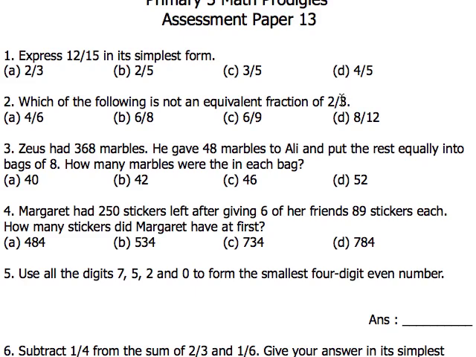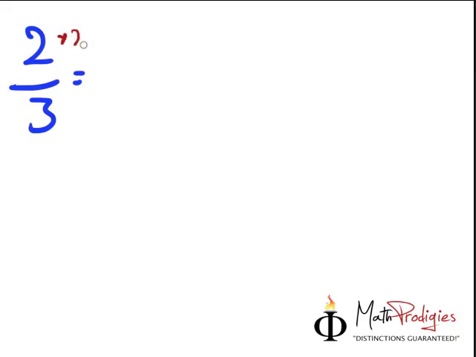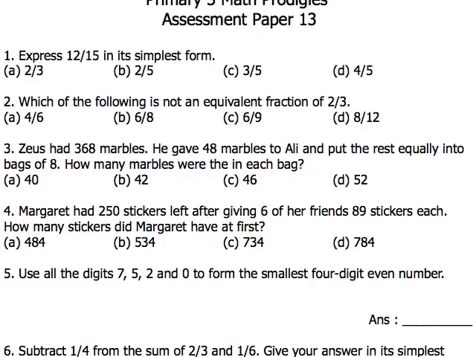The second one: which of the following is not an equivalent fraction of 2 over 3? Okay, so just now we did divide. Now we are asking for an equivalent. This we cannot divide further already. But let's take a look at the first option, 4 over 6. How did they get 4 over 6? Is it the same as 2 over 3? Let's see. We times 2, we times 2, we get 4 over 6. So that is equivalent.